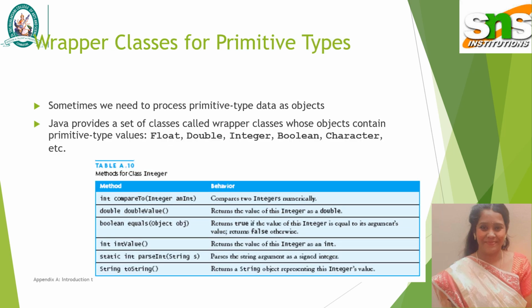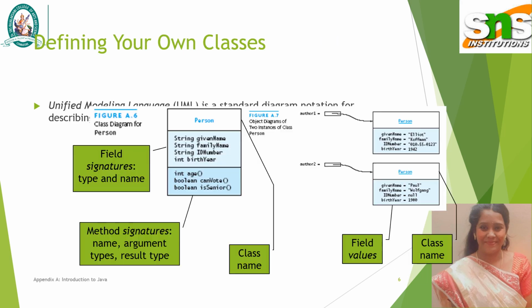This is a wrapper class for primitive data types. Sometimes we use wrapper classes for primitive data type objects. Java provides a set of classes called wrapper classes, whose objects contain primitive data types like float, double, integer, boolean, character, and so on. We can also define our own classes in Java. This is an example of defining our own class.